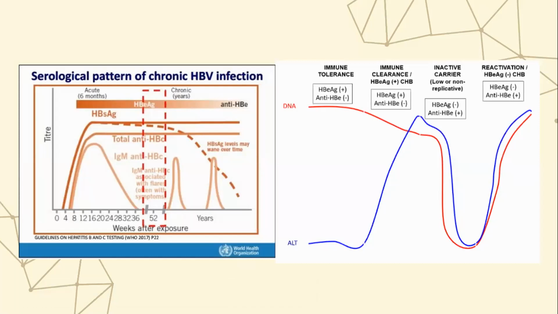However, these people may revert to immune active disease. This is the reactivation phase, where HBe antigen is negative and anti-HBe is positive. This will require long-term follow-up by the doctor.